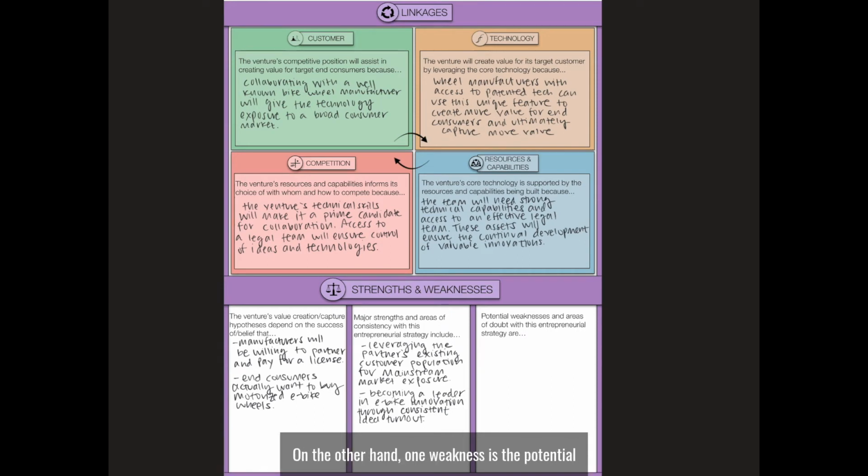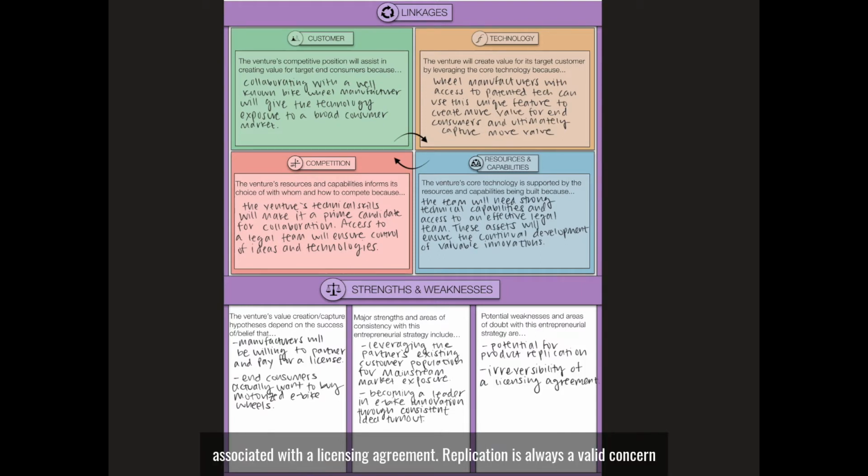But on the other hand, one weakness is the potential for replication, and another would be the irreversibility associated with a licensing agreement. Replication is always a valid concern because a patent won't always be able to protect proprietary tech from replication. And irreversibility is also equally concerning because contractual obligations must be adhered to. So once we sign an agreement, we may not be able to pivot to another strategy.